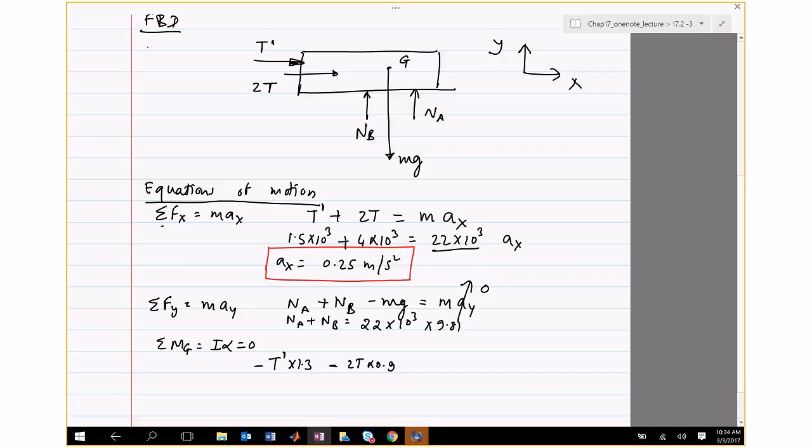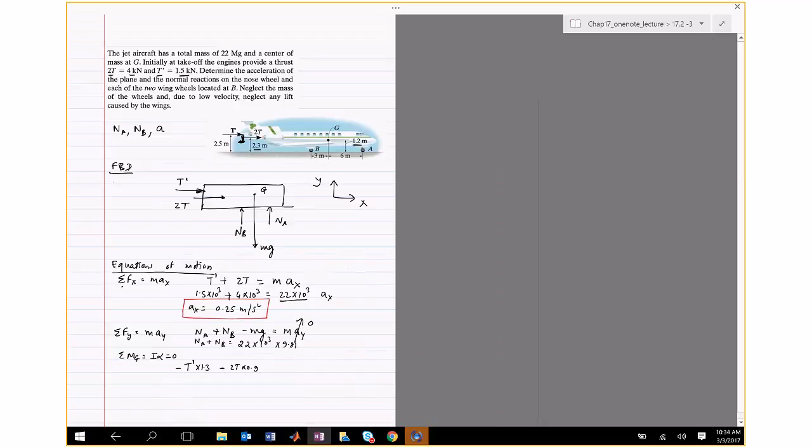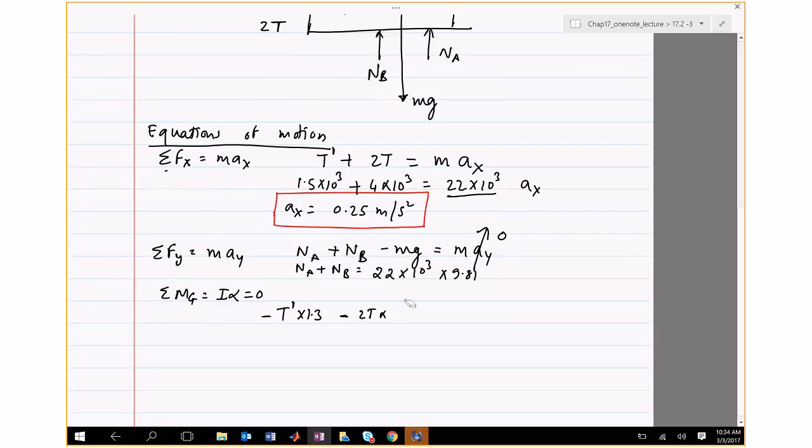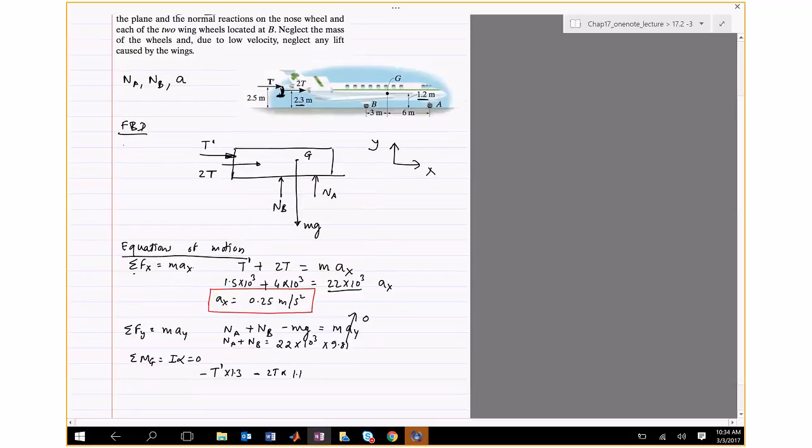Yeah, question? It's 2.3, yeah, right. 1.1. Okay, so that takes care of those two forces.